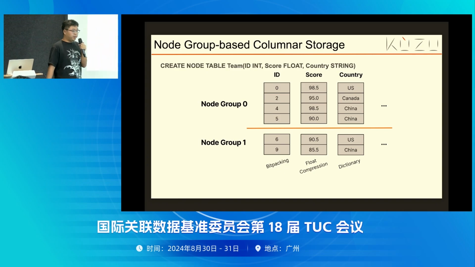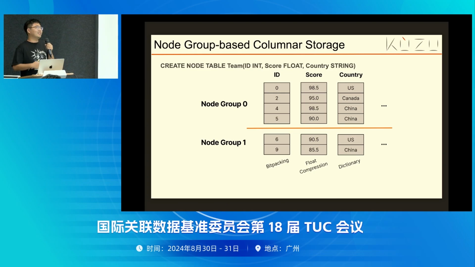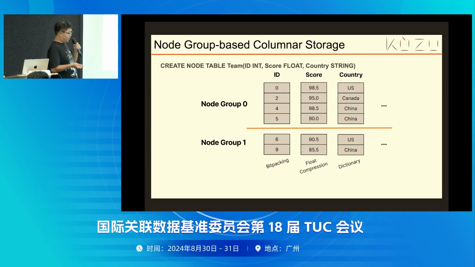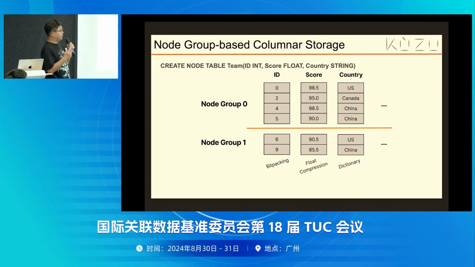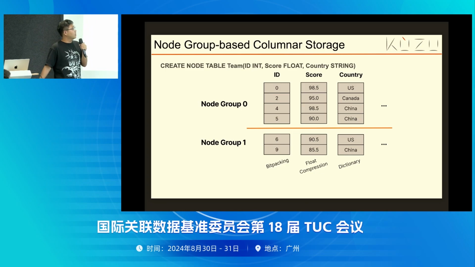The idea of this node group is to give you more fine-grained control of your columnar data, so that it's good for statistics maintenance and compression. Compression can be applied within each node group independently, and because you don't have to compress the entire column, you have a much smaller domain, which potentially gives you a much better compression rate when you're applying these different compression algorithms.